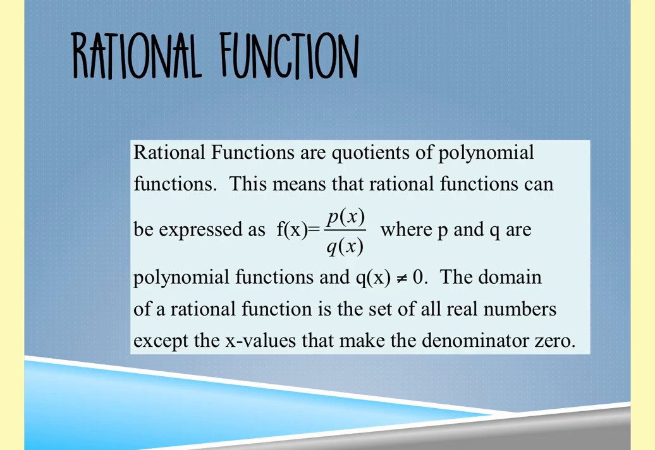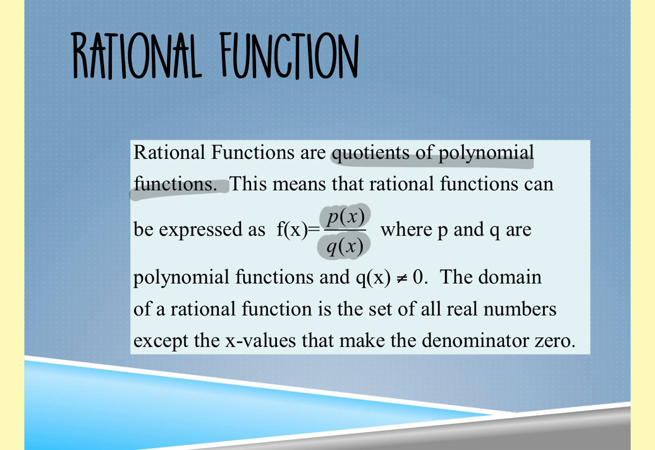All right, we start with what is a rational function. Rational functions are quotients of polynomial functions. This means rational functions can be represented as a fraction where one expression goes over the other. Those are individual polynomials, so this could be an x to the second, an x to the first, or an x to the third in the numerator or the denominator or both.